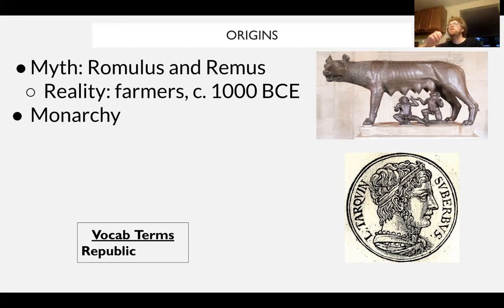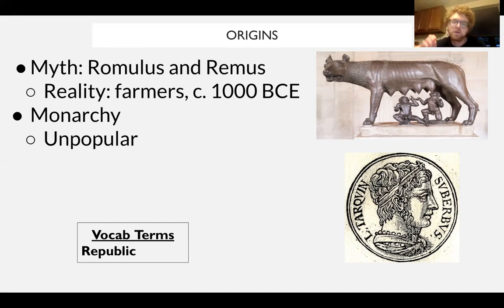Initially, we do see Rome as just a city-state ruled over by a monarch. However, the monarchs in this pre-republic phase of Roman history gradually become very corrupt, very tyrannical. So we are going to see an unpopularity of monarchy in Roman tradition.